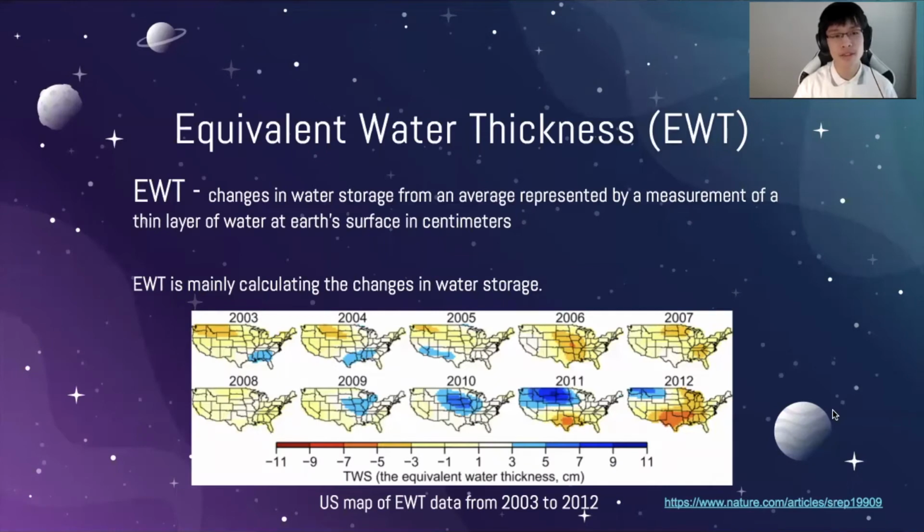Equivalent water thickness, or EWT for short, is a way to represent GRACE data in a meaningful way. Instead of measurements of Earth's gravity field, these values are converted into the amount of water that is distributed throughout Earth.